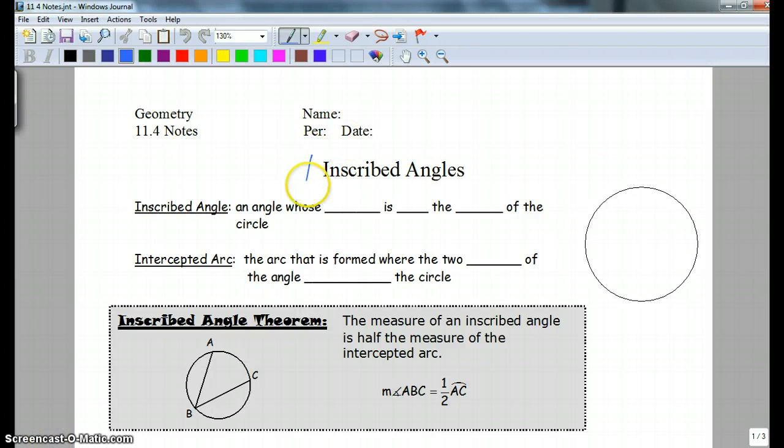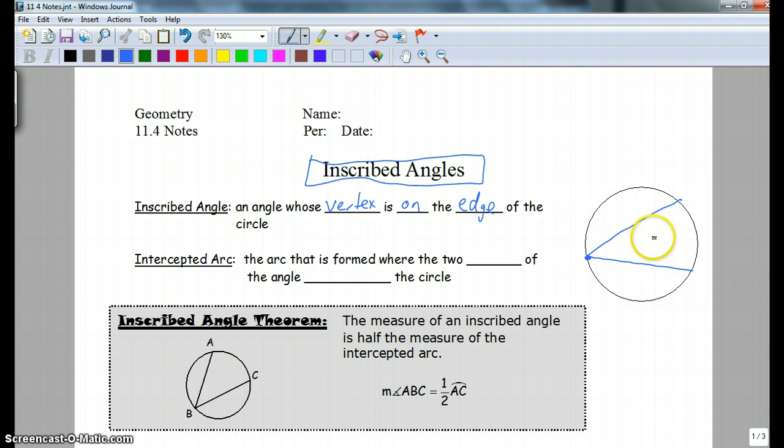11.4 is all about inscribed angles. Let's talk about what an inscribed angle is. An angle whose vertex is on the edge of the circle. So here's a vertex that's on the edge of the circle, and draw an angle, and there is an inscribed angle.